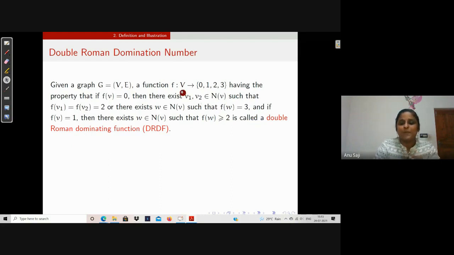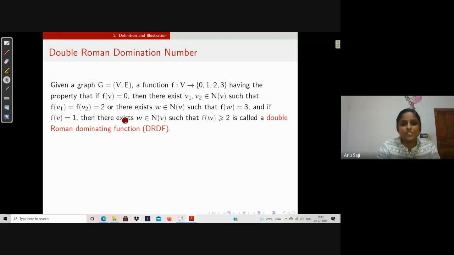I will give the formal definition. In this case, our mapping is from the vertex set to the set {0, 1, 2, 3}. And there are 2 conditions. If the value of a vertex is 0, then this vertex must be adjacent to at least 2 vertices with the value 2, or at least 1 vertex with the value 3. The second condition is that if a vertex has the value 1, then this vertex must be adjacent to a vertex with a value of at least 2. So, we have to take care of vertices with values 0 and 1.